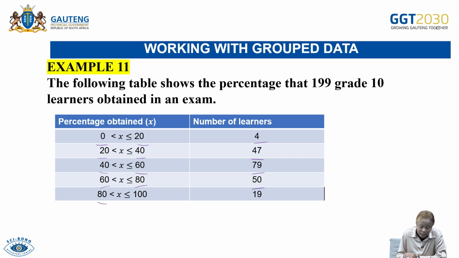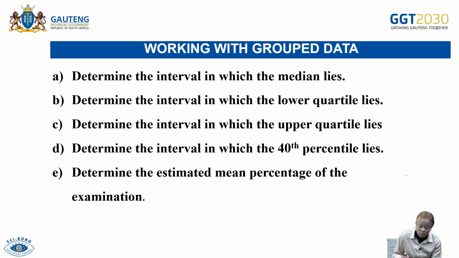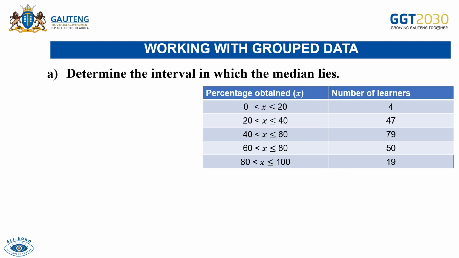And then between 80 and 100, I've got 19 learners. Let's look at the questions. The first question says, determine the interval in which the median lies. We have done this one already, or let me just quickly do these ones, and then you will do the rest at the end.